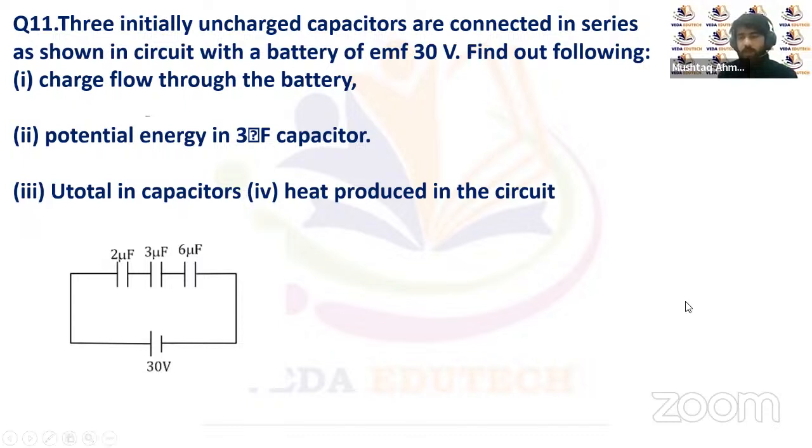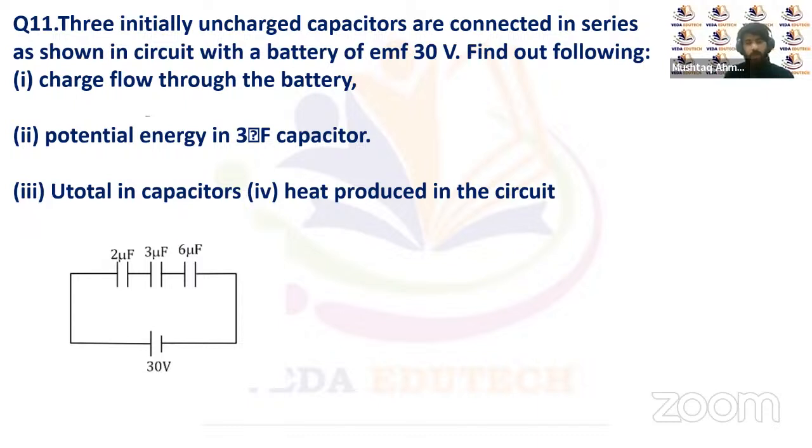So let's discuss this last and final question with respect to electrostatics, that's capacitors in series. In this question, we have been given 3 capacitors, and a charged capacitor connected in series as shown in the circuit with a battery of EMF 30 volt. Find out the following. We have to find the charge flow through the battery, so what amount of charge is supplied by the battery.